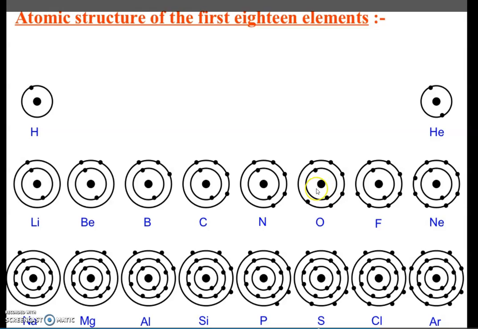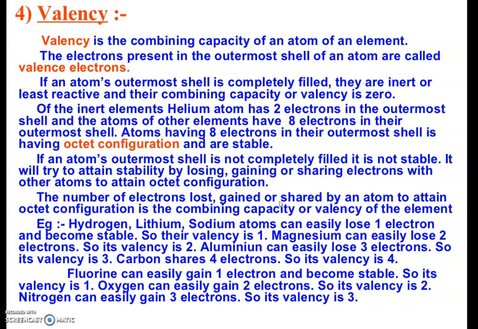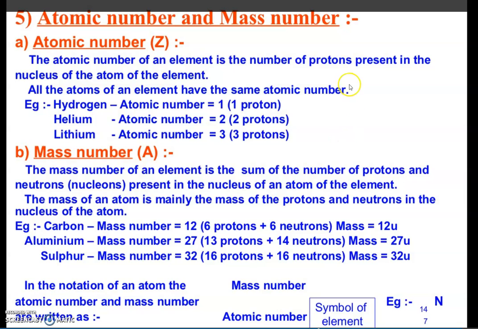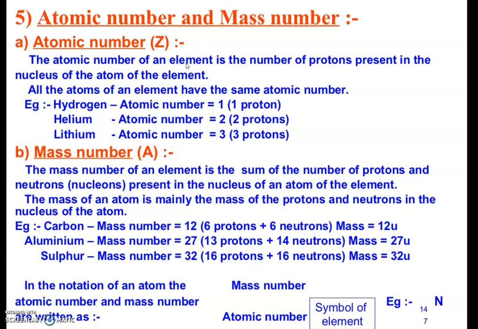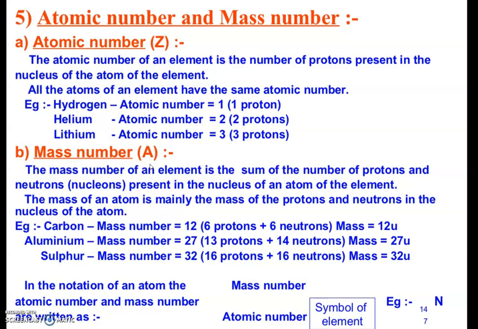So here you can see the atomic structure. This method we have seen already. And valency. Valency is the combining capacity of an atom. It's not the same as the number of valence electrons. How many electrons are required or donated to attain 8 electrons, that is known as valency. Then atomic number and mass number. Atomic number is denoted by the letter Z. Atomic number is either the number of protons or the number of electrons. Mass number is denoted by the letter A. Mass number is the sum of the number of protons and neutrons.